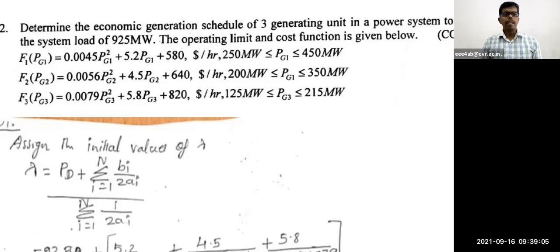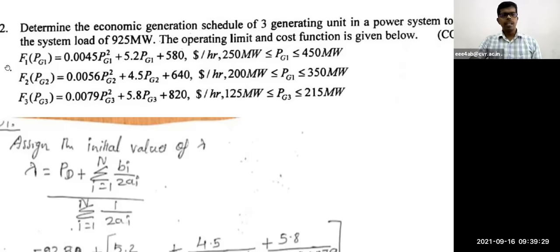Next, the fuel cost function of unit number 3, that is F3 of PG3, that is nothing but 0.0079 PG3 square plus 5.8 PG3 plus 820 dollar per hour. Minimum and maximum operating limit is 125 megawatt less than or equal to PG3 less than or equal to 215 megawatt. So this is the data being given.